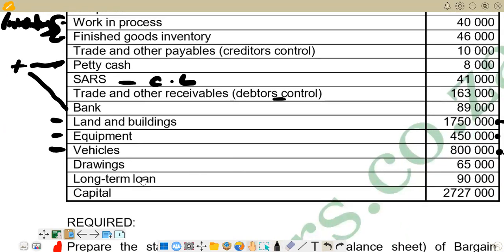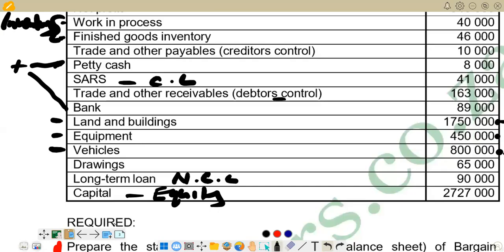You see now we've got a long-term loan. This is a non-current liability. This one is a non-current liability. And we've got capital. It's part of our equity. It's not a current asset. So this is what we have. So it means we have exhausted all the current assets that we have.